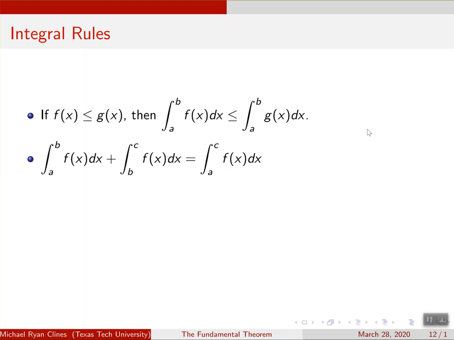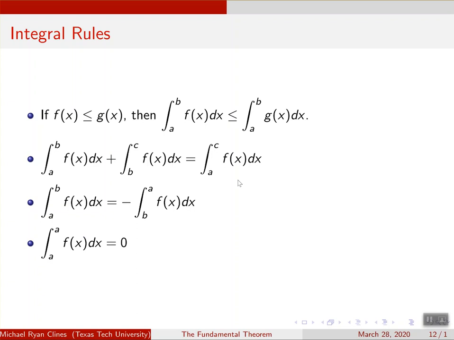Now, the next one. The integral from a to b of f of x dx is equal to the negative integral from b to a of f of x dx. What this is saying is if you have these limits of integration and you want to flip them, all you have to do is put a negative out in front. By putting a negative out in front, this will allow you to swap the limits of integration. One more.